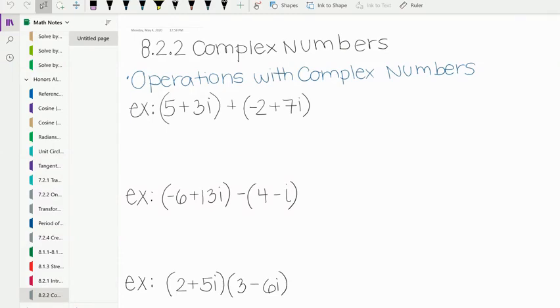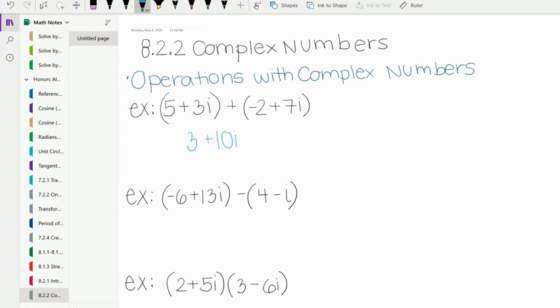This section is 8.2.2, which is all about complex numbers. So the first thing that we're going to do is operations with complex numbers, which is fairly simple. It's simply like adding polynomials. So you're going to add like terms, you're going to add the real numbers and the imaginary numbers. So we have 5 plus -2, which would just be 3, and 3i plus positive 7i would just be 10i.